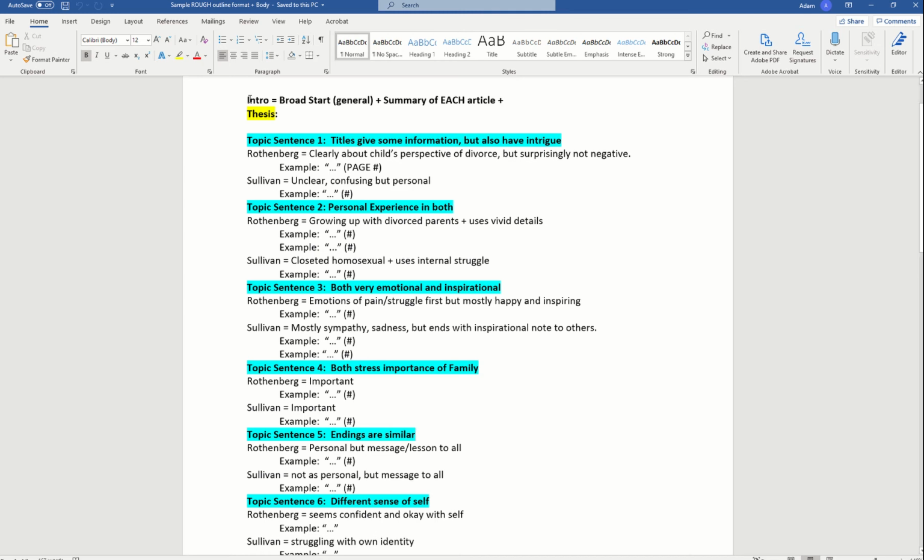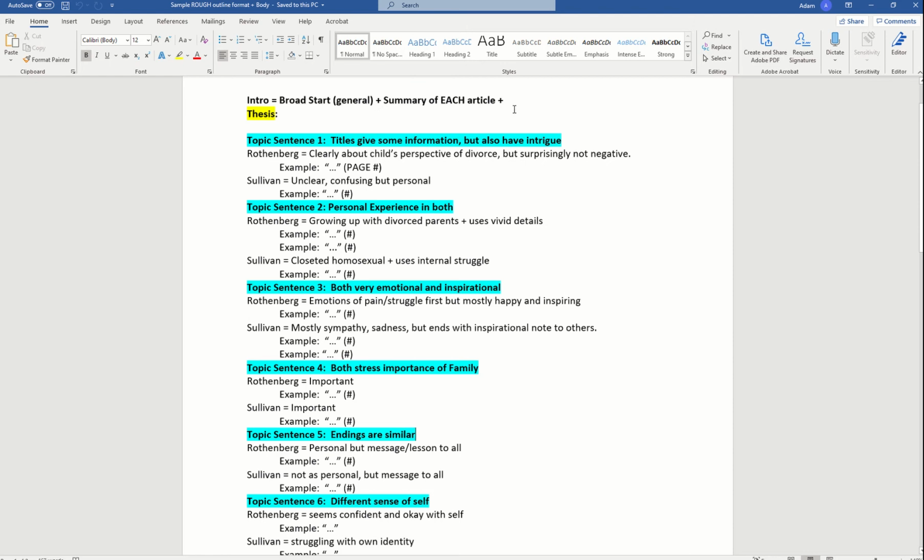But my intro, I know my intro is going to be an upside down triangle. It's going to start broad with some general stuff about the major topic or issue that is going to be common among the two articles that you choose for paper one. I mean, it really applies to any paper, but this is specifically paper one, the compare and contrast. Then I'm going to give a summary of each article.